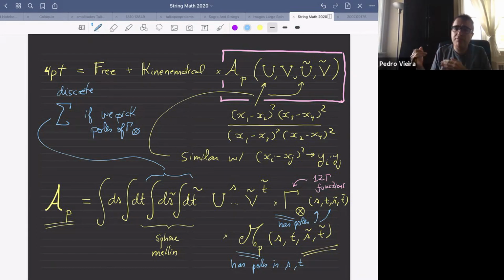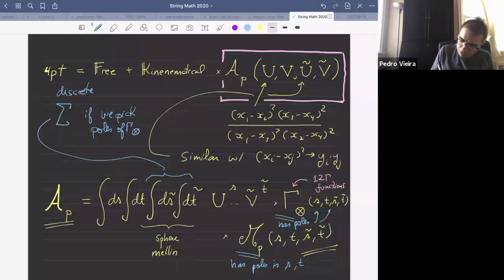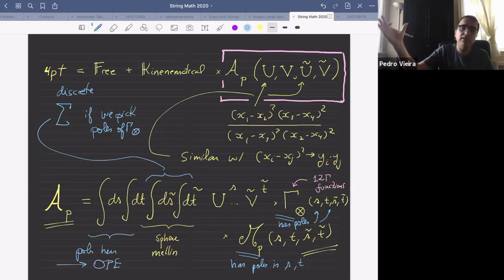S and T, they have poles coming from both the gamma functions and M. You see that poles in S and T will give powers of U and V, which are basically an OPE expansion. So the poles here correspond to the operator product expansion in either channel, depending on how you close the contour. You could get poles in U or poles in V and so on.